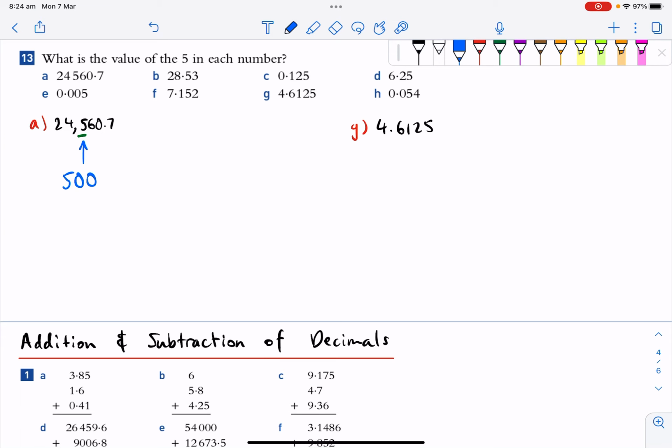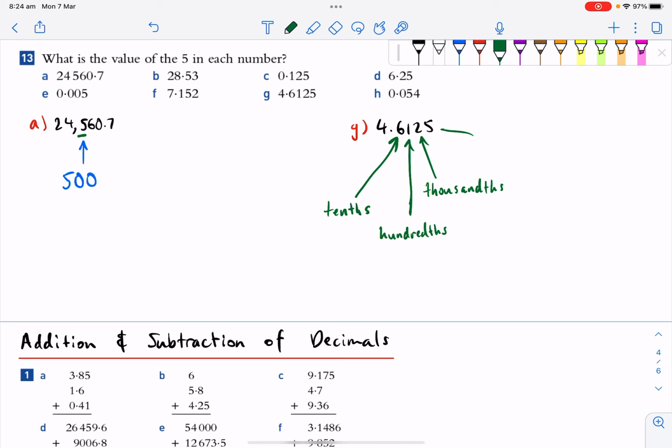All right. With decimals, it's a bit harder. Because this one has 4 decimal places, I'm going to write down each position for you. Let me use another color. This is called the tenths. I need to make it a bit bigger. This is tenths. This is hundredths. This is thousandths. And this last one, which is the one we're after, is ten-thousandths.